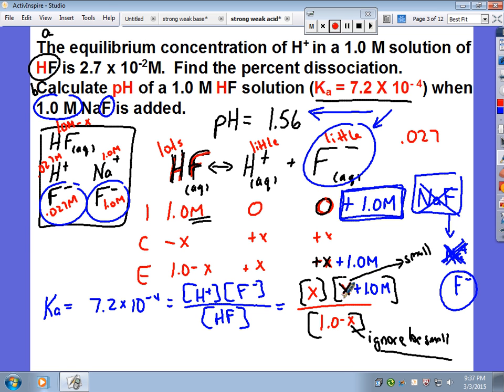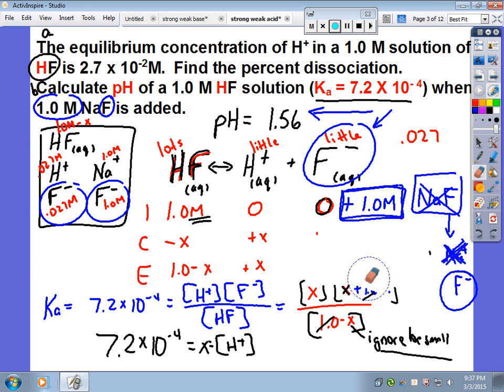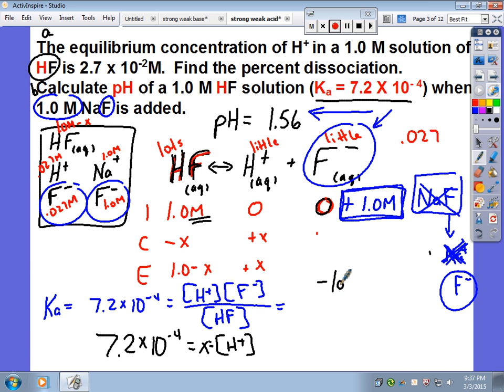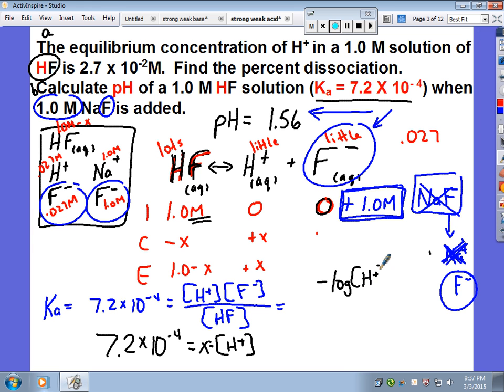So when I have these numbers, my value is just going to be 7.2 times 10 to the minus 4th. That's equal to my x, which is equal to my hydrogen ion concentration. Because this 1 over 1 cancels. And if I take the negative log of my hydrogen ion concentration, which is 7.2 times 10 to the negative 4th, my pH is 3.14.